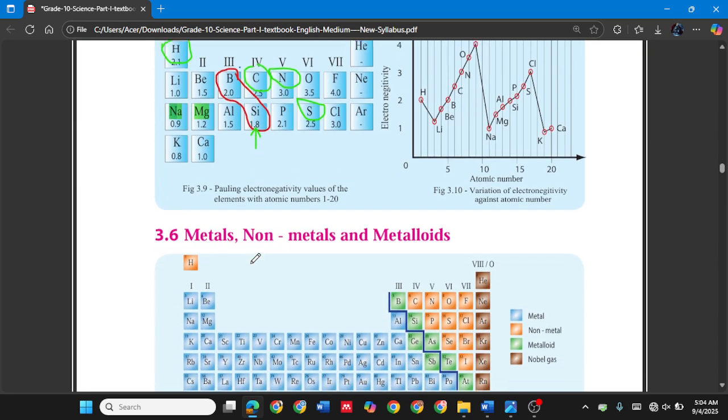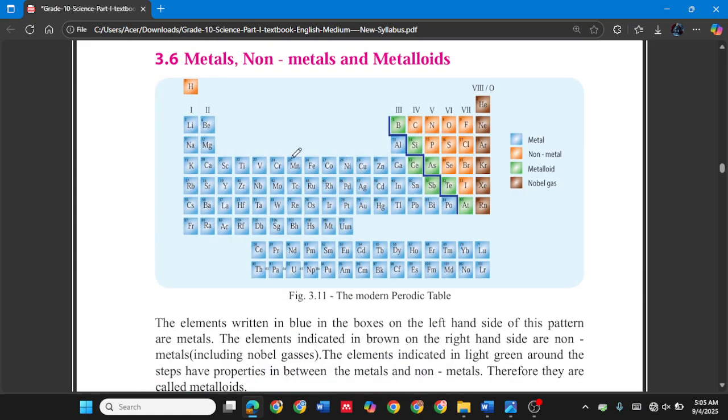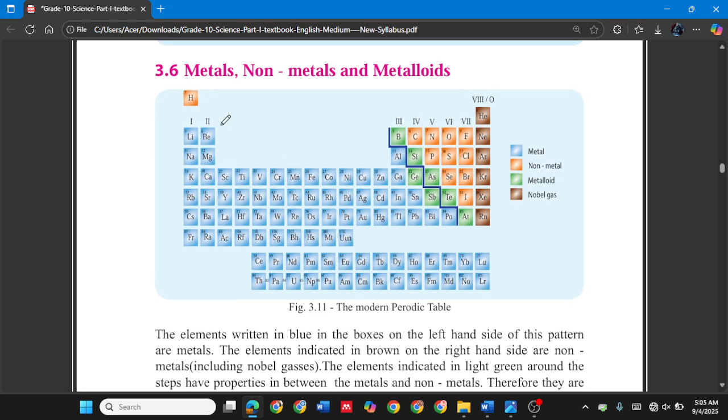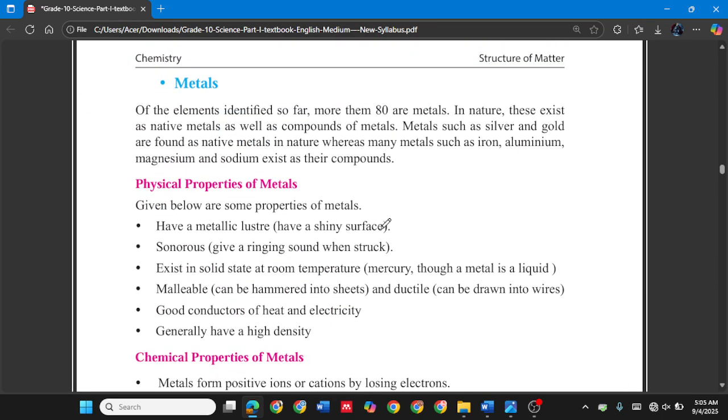Okay, let's go. So here we have metals. Of the elements identified so far, more than 80 are metals. Refer to this large table. See, these are all metals except this non-metal, and hydrogen is also a non-metal. All are metals. Of the elements identified so far, more than 80 are metals.